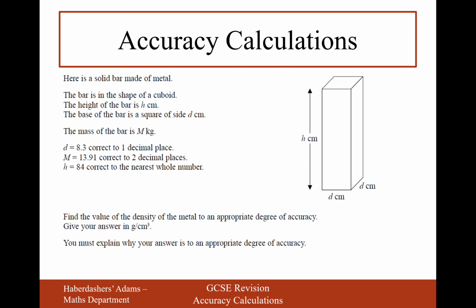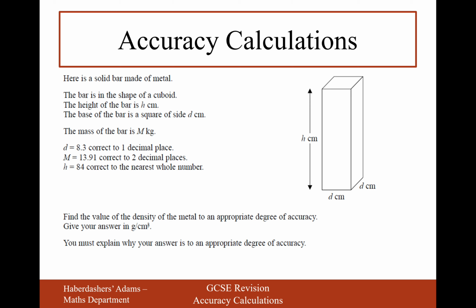Alright then, so let's get going on this one. Here is a solid bar made of metal. The bar is in the shape of a cuboid. The height of the bar is h centimetres. The base of the bar is a square of side d centimetres. The mass of the bar is m kilograms. d equals 8.3 to 1 decimal place. m, the mass of the bar, equals 13.91 to 2 decimal places, and h is correct to the whole number. Find the value of the density. Give your answer in grams per centimetre cubed.